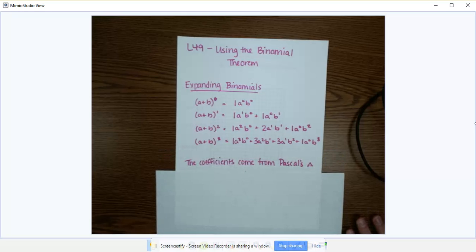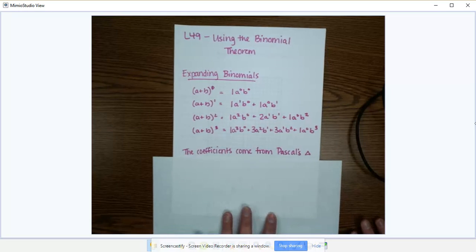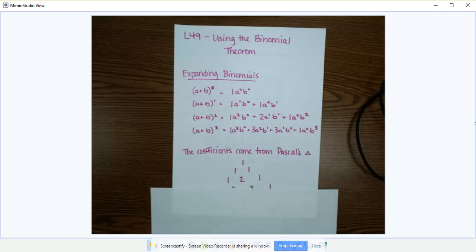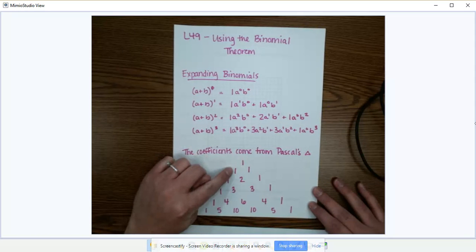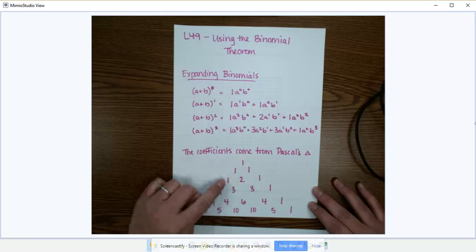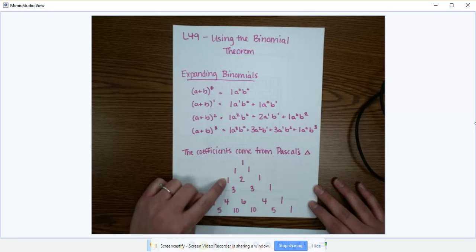But before we talk any more about the variables, let's see where these coefficients come from, the numbers. Our coefficients come from Pascal's triangle. Pascal is a person and he came up with this pattern. It forms the shape of a triangle. So anything to the 0 power is 1. And then if we're expanding something to the first power, both terms have 1s as their coefficients. Anything to the second power, the pattern goes 1, 2, 1.